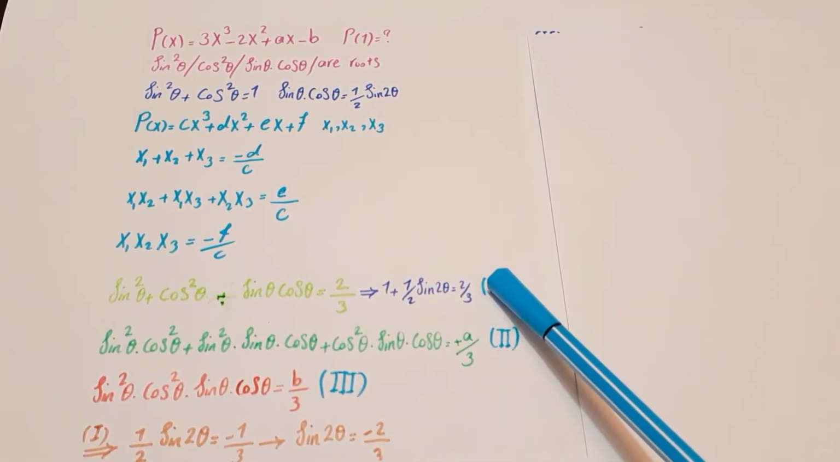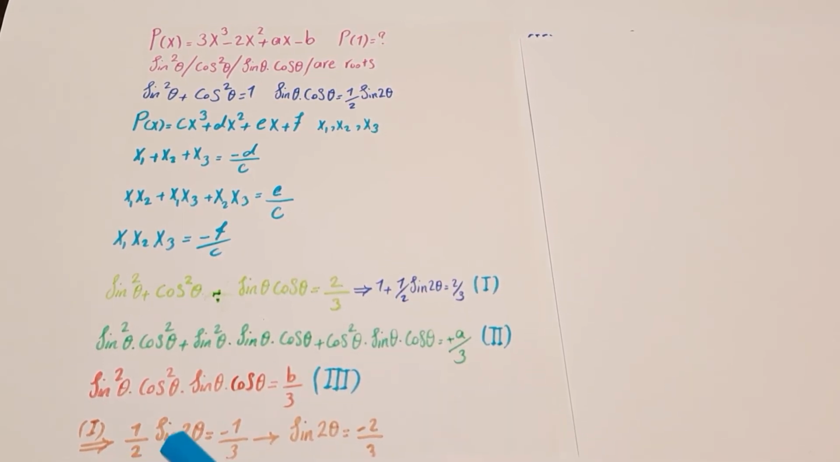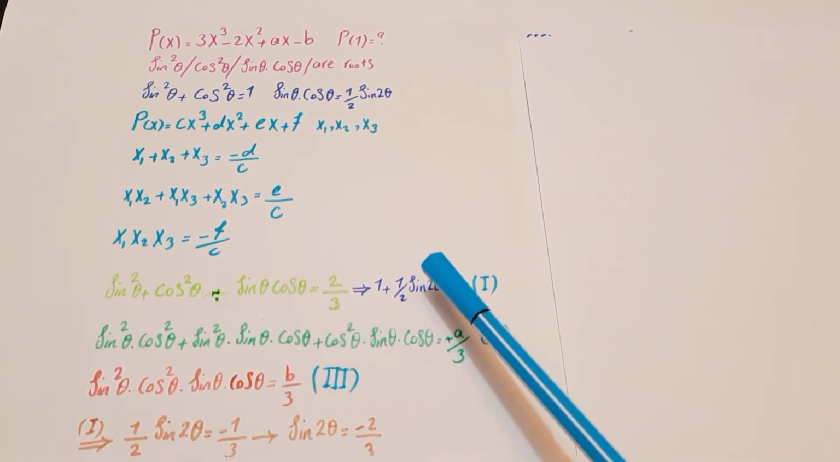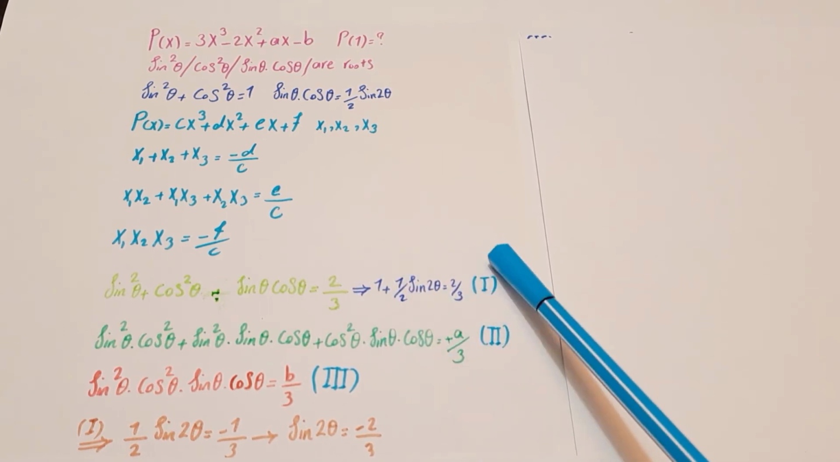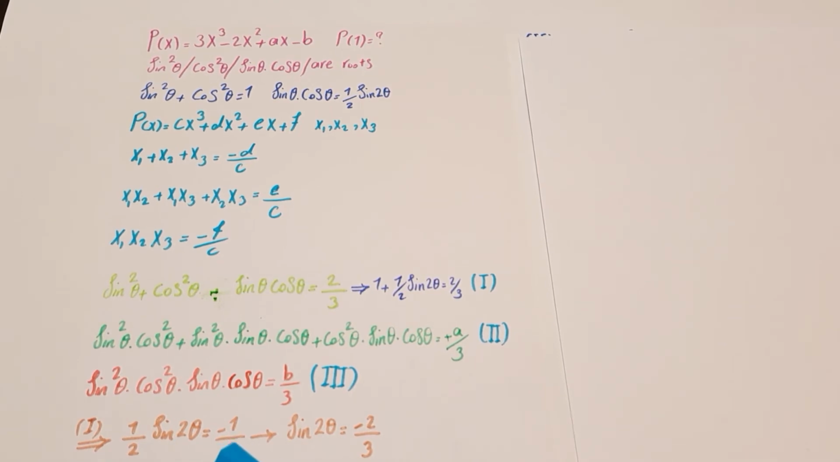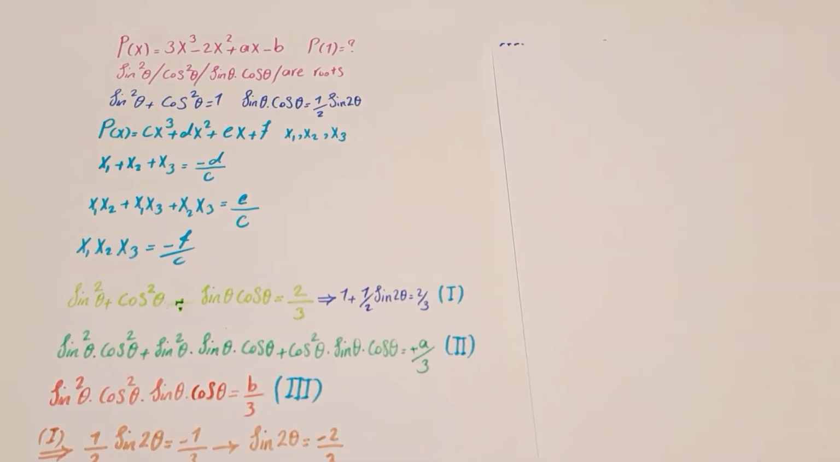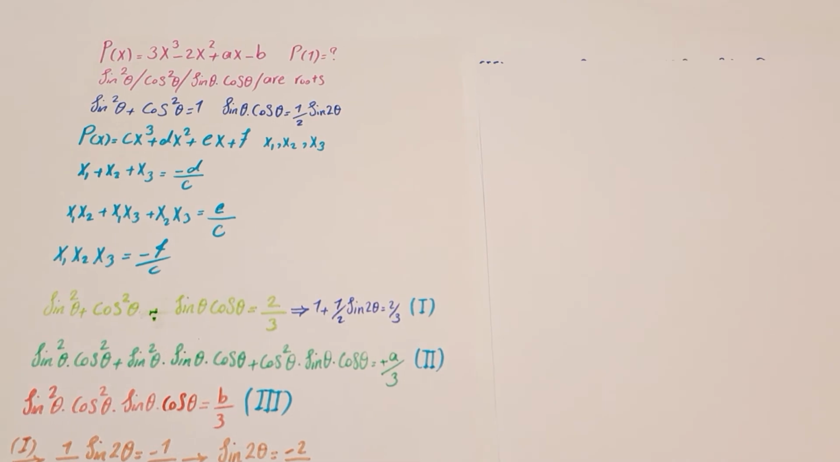Look at the first equation. According to this, I can calculate sin 2θ. Put 1 to the right side, and I can write 1 over 2 times sin 2θ equals minus 1 over 3, and sin 2θ is just equal to minus 2 over 3. We want to use it. Pay attention.